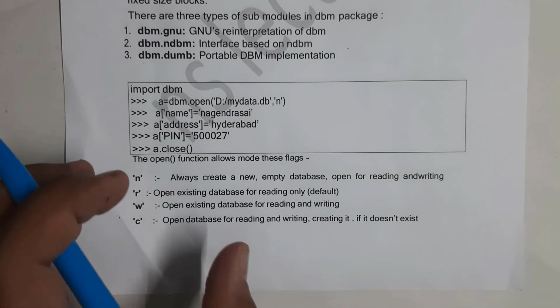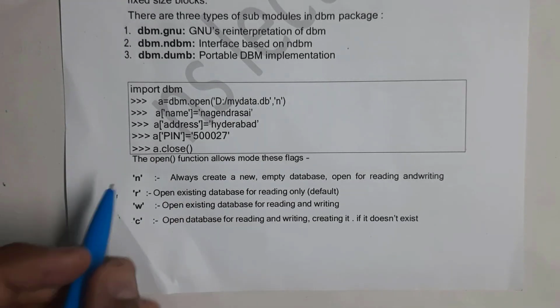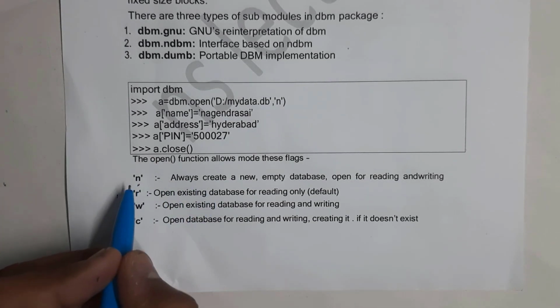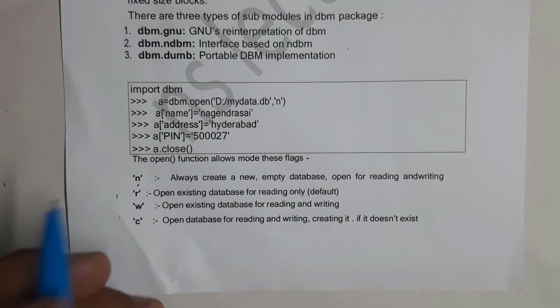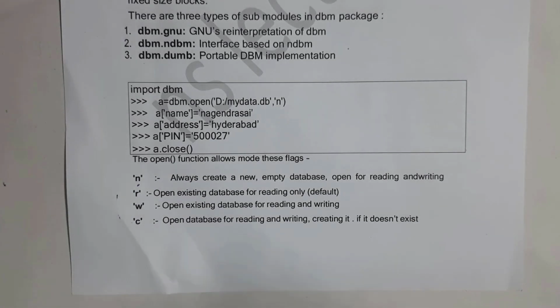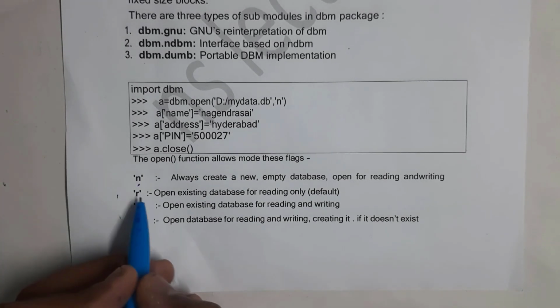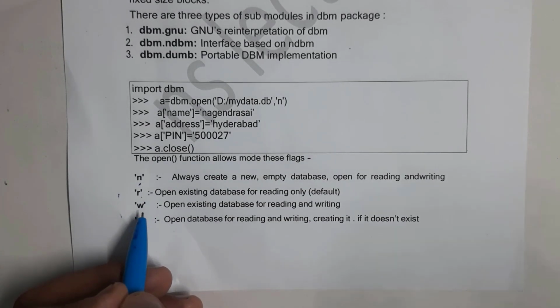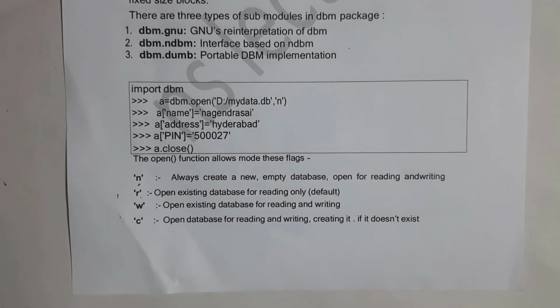Guys, these are various modes available in this dbm package. First one is n, where n stands for new mode. If you want to create a new database, use n mode. If you want to read data which is present in the database, use read mode. And if you want to write data, use write mode. And by using c mode you can perform both read and write operations.